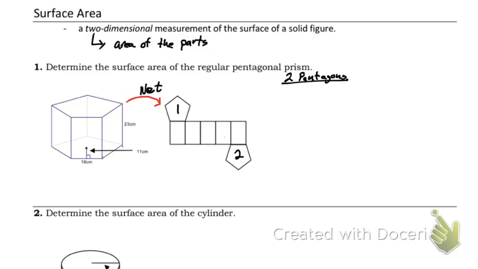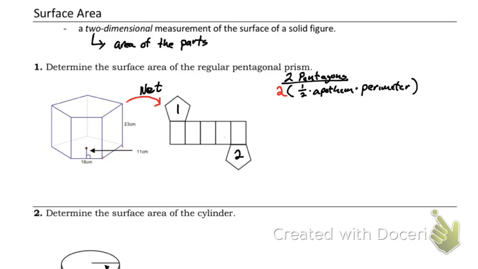So all we're going to do is go 2 times, and we're going to multiply by the area of a pentagon. Now, just as a reminder, any polygon, if I'm looking for the area of it, it is going to be 1/2 times the apothem times the perimeter. Just remember, for perimeter, that is just how many sides you have times the length of your side.